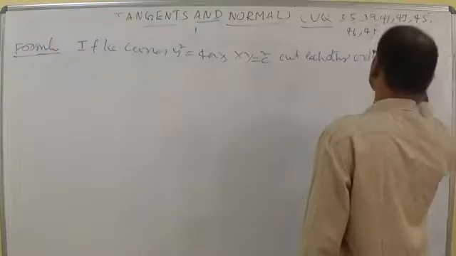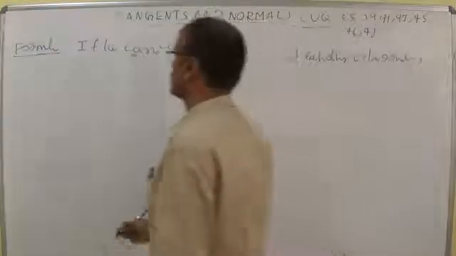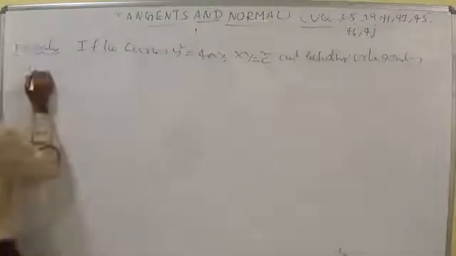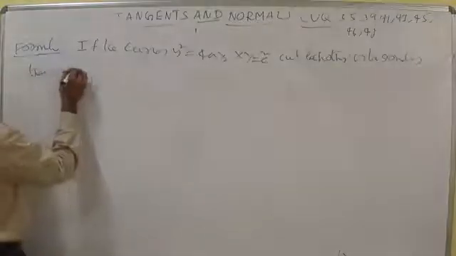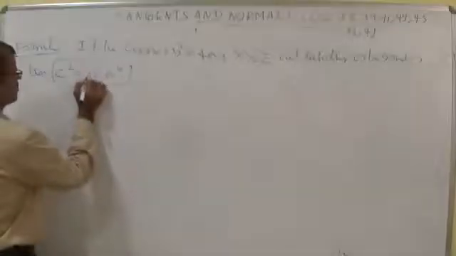If the two curves intersect orthogonally, cut each other orthogonally, then the condition is c square is equal to 30 to a power 4. ఎలా చేయాలి సార్ అంటే ఇందులో టఫ్ ఏం లేదు.